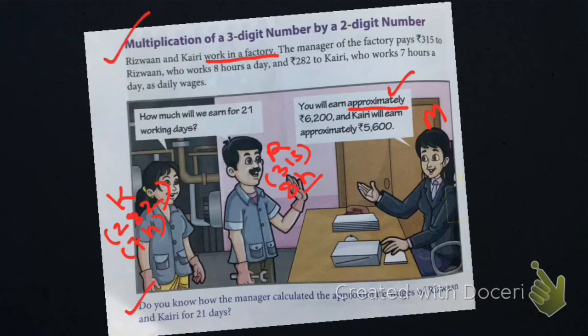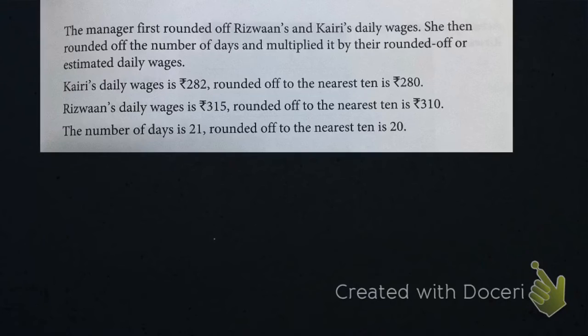So students, the manager first rounded off Rizwan's and Kairi's daily wages. She then rounded off the number of days and multiplied it by their rounded off estimated daily wages. So Kairi's daily wage was 282 and Rizwan's daily wage was 315. So what she did is she rounded off this 282 to the nearest tens.